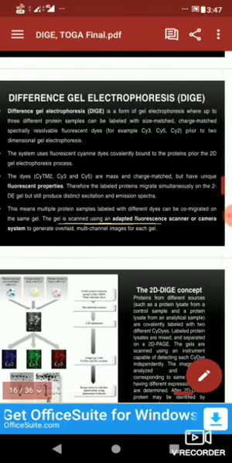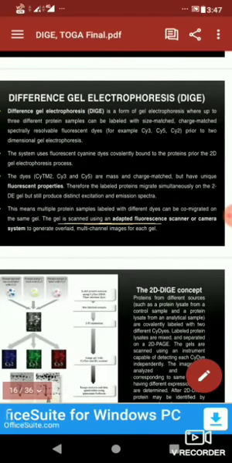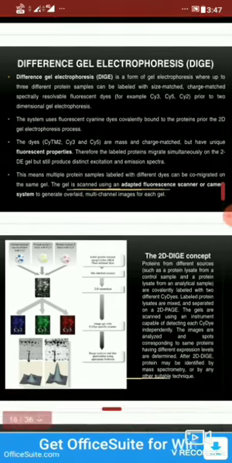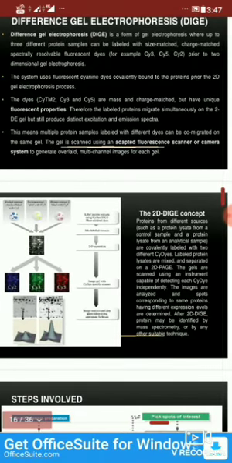Here we have taken a simple example of these 3 dyes. These are the commonly used dyes, CY2, CY3 and CY5. They are mass and charge matched. That means they have the same charge and they have the same size.